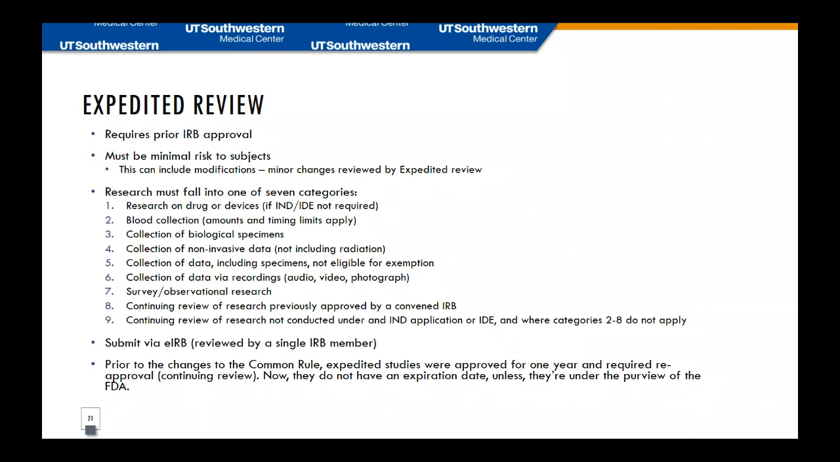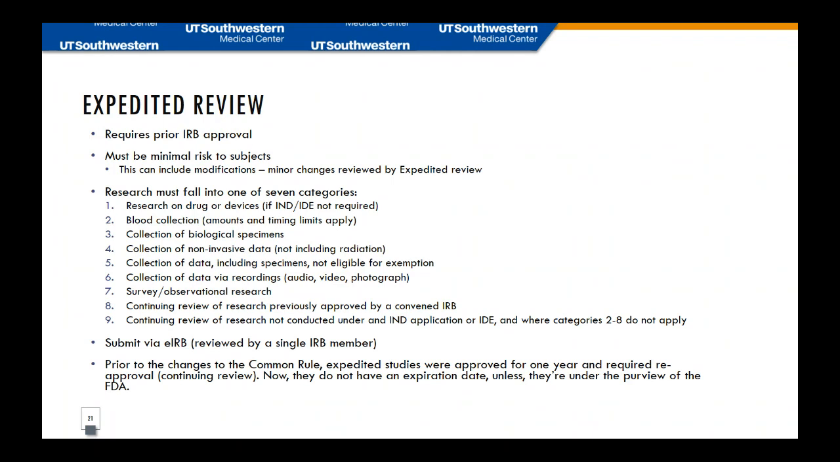These are minor changes that can be reviewed by expedited review. So research must fall into one of these 7 categories. Research on drugs or devices, if an IND or an IDE is not required. Blood collection, please remember that amounts and timing limits do apply. Collection of biological specimens. Collection of non-invasive data. That means studies that don't include radiation. Collection of data, including specimens that are not eligible for exemption.